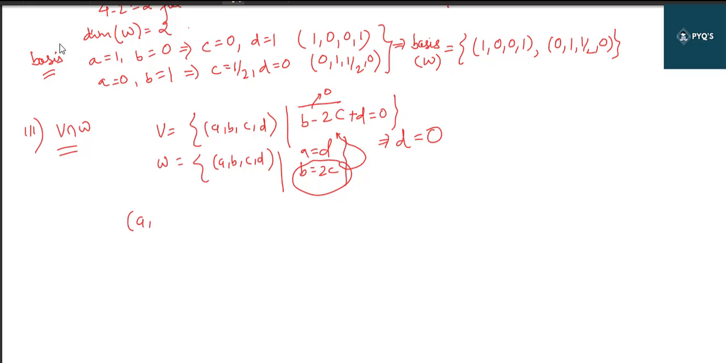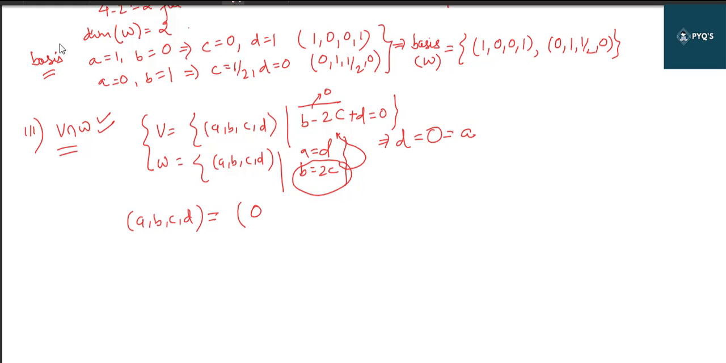For V intersection W, we have to simultaneously solve these three equations. So we have three equations and four variables, so one free variable. So we will represent everything in terms of that free variable. So here A, B, C, D can be written with A equals D equals 0.